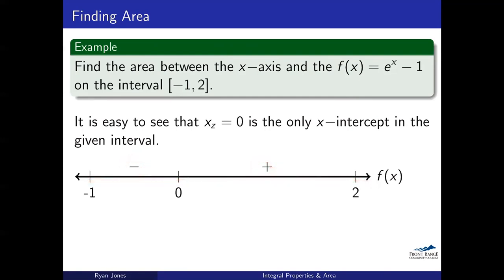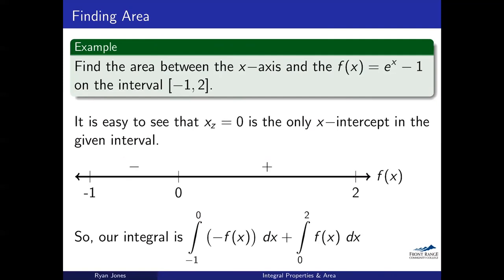So this is how I interpret this right now. And this is maybe a little bit differently than just splitting up the integral into two different parts on two separate pieces of paper, doing each integral separately. What I say is, all right, this integral from negative 1 to 0, it's going to give me a negative answer.